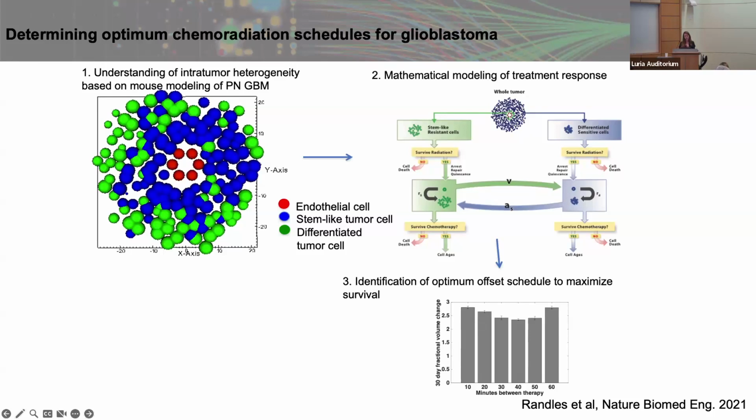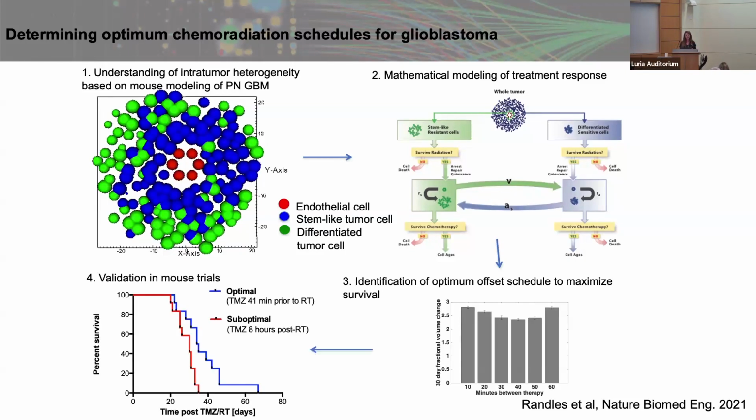And what we found here is that the optimum offset between temozolomide and radiation given at standard fractionation would be, for mouse PK parameters of temozolomide, 41 minutes, and for human parameters, 57 minutes before radiation that temozolomide should be given. And that also validated in a mouse trial where the suboptimum was given, temozolomide 8 hours post-radiotherapy, as opposed to the optimized, where temozolomide would be given 41 minutes before radiation. And that leads to a significant survival difference.